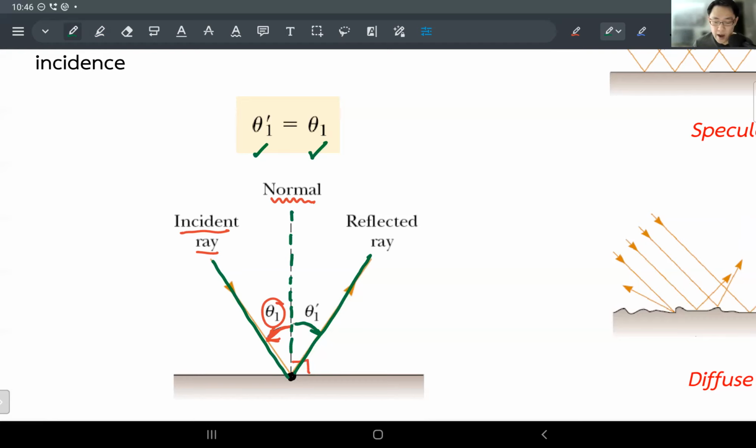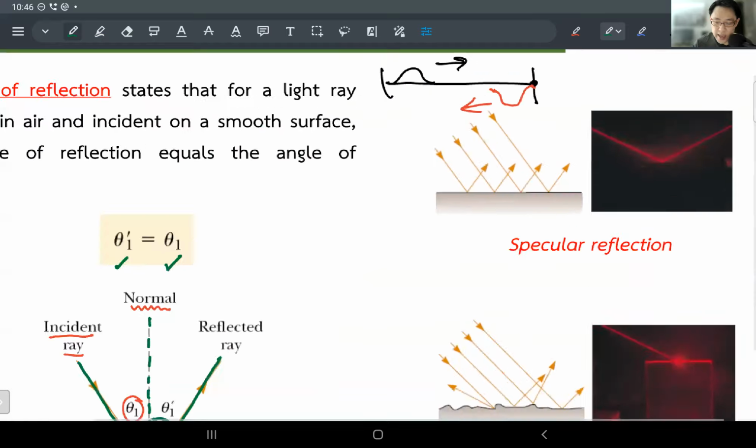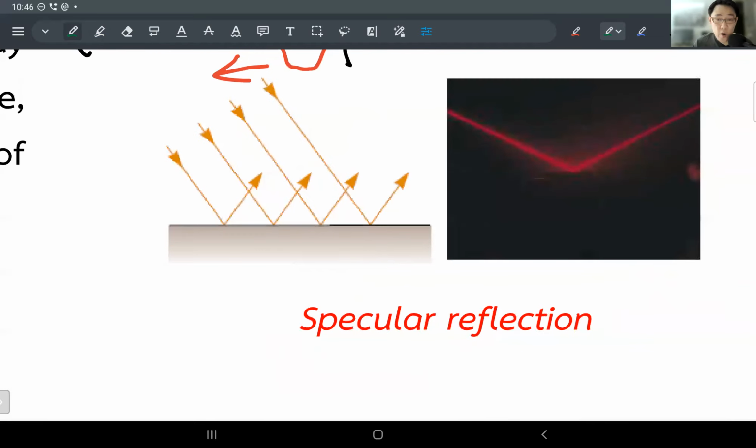All right. So with that, you can relate to something that you observe every day. If you have a surface that looks smooth, the law of reflection applies locally at every point. But because your surface is so smooth, it makes the reflection go out in pretty much the same way that it comes in.